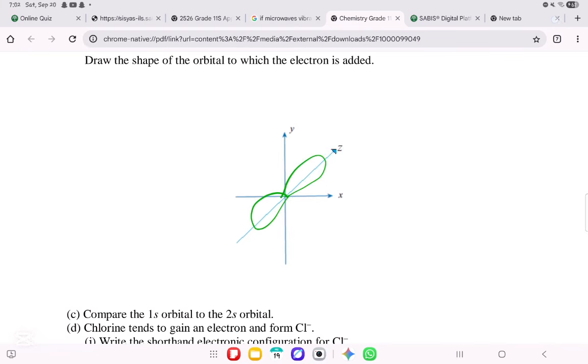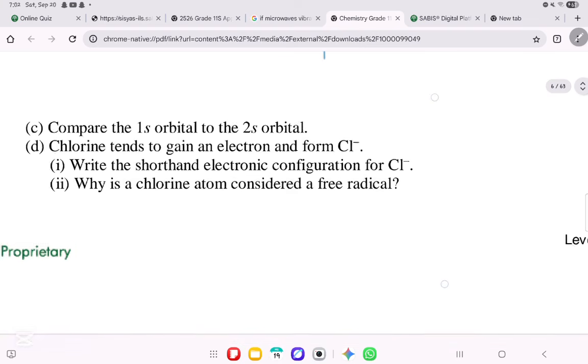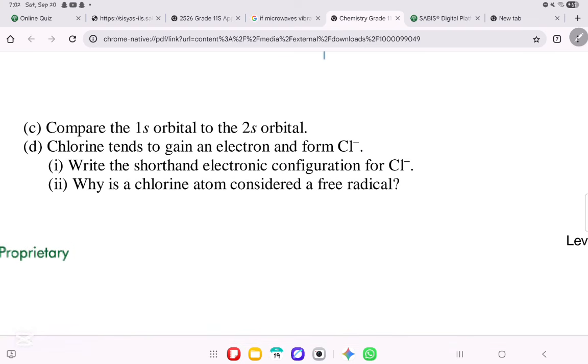Okay, part C. Compare the 1s orbital to the 2s orbitals. Both of them have the same shape, which is spherical. However, their size differs. Okay, so they have the same shape, but different size.